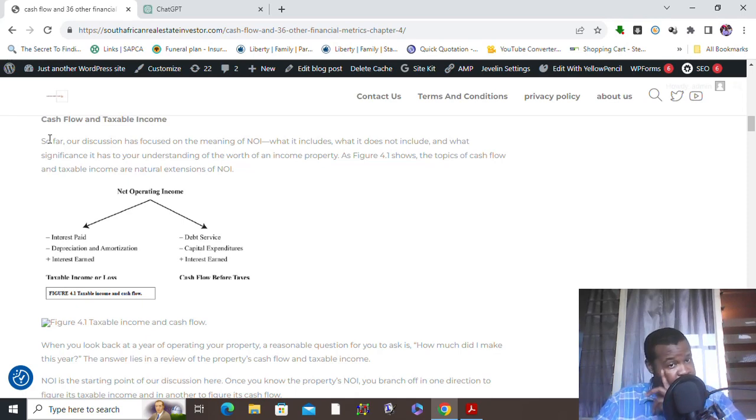So far, our discussion has covered the meaning of NOI, what it includes and what it does not include, and what significance it has on your understanding of the worth of an income property. As the figure below shows, the topics of cash flow and taxable income are natural extensions of NOI. Net operating income, there's the interest paid, the depreciation, amortization, and the interest earned. There's the debt service, there's the capital expenditure, and then there's the interest earned.